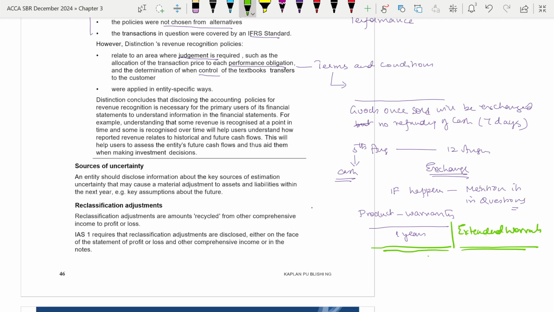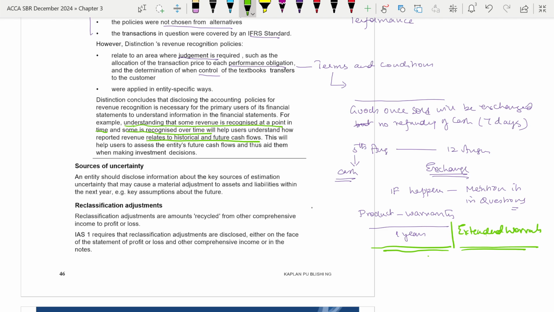Before I go to the next, where it is applicable, I'm telling you now only. By the time we cover that, you will have complete clarity. You don't need any further explanation at that point of time. Now, this is what it says. For example, understanding that some revenue is recognized at a point of time and some is recognized over time will help users to understand how revenue relates to historical and future cash flow.